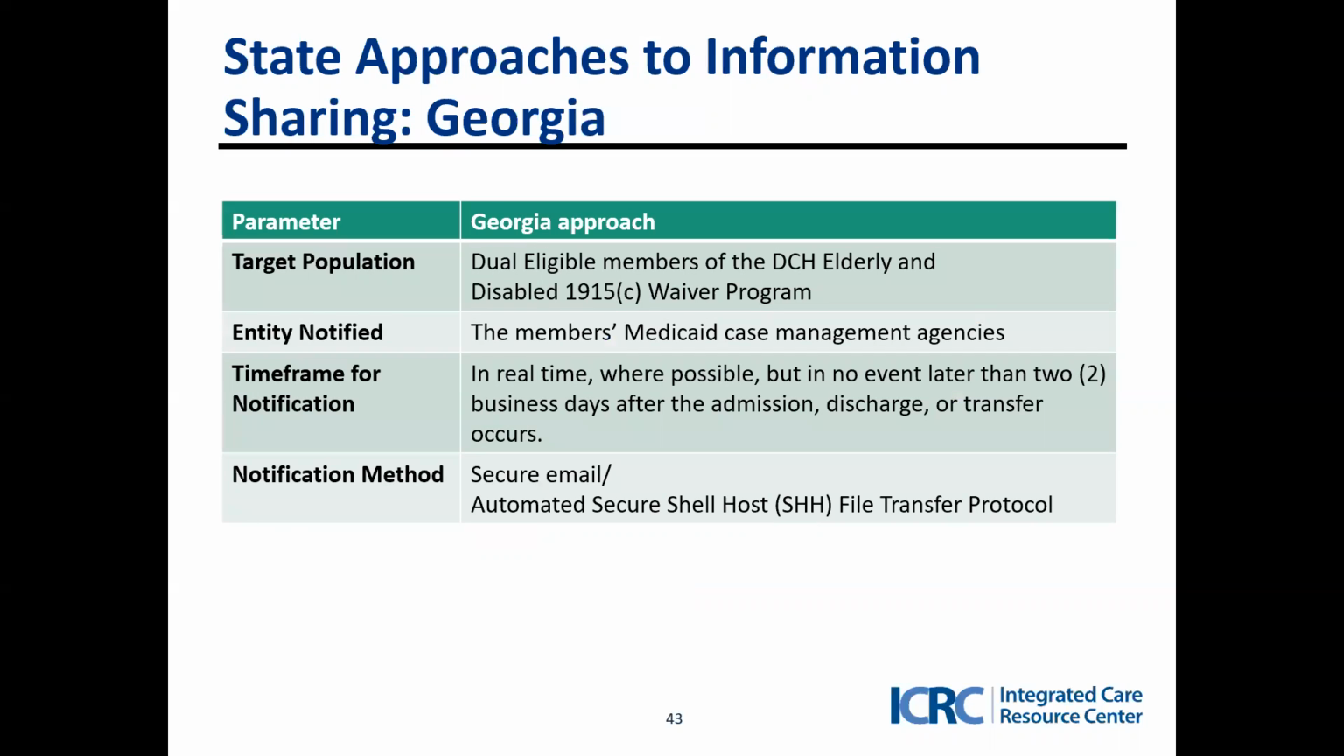As mentioned, states do have a bit of flexibility around how they want to meet these contracting requirements. Let's go through the example of Georgia here. We see that Georgia has determined that their target population, the group of high-risk, full-benefit dual eligibles, is dual eligible members of the DCH Elderly and Disabled 1915(c) waiver program. So their population is determined through waivers. The members' Medicaid case management agencies are the entity notified in real time through a secure email or secure file transfer protocol.